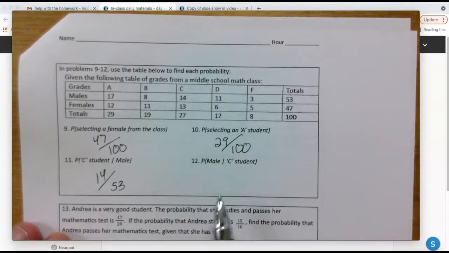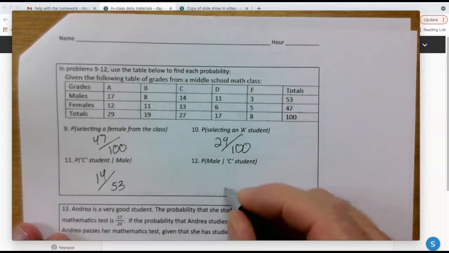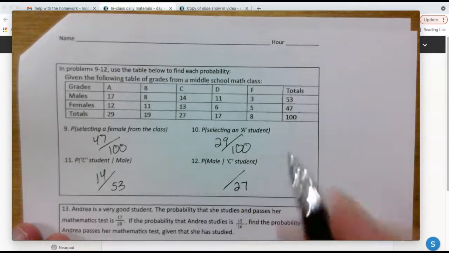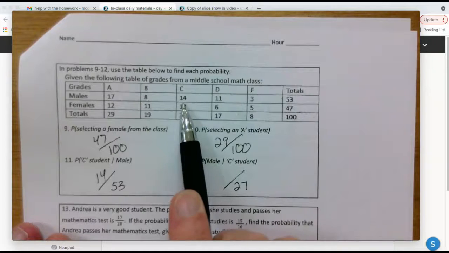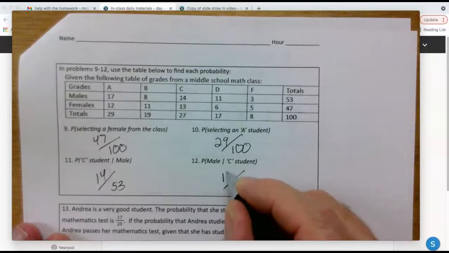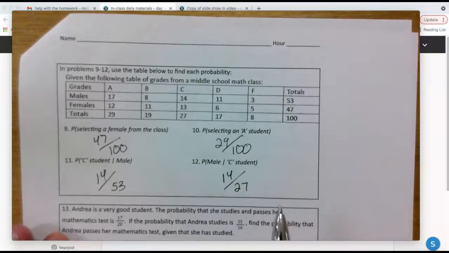All right, it's a little different. The numerator is the same, but this is different. Given that they're a C student, what's the probability that they're male? Given they're a C student. So here's the C students, 27. That's the bottom. The denominator changes. Because of them, how many of them are male? Same, 14. The same 14. But a different probability. Because we're constricting to a different sample size.